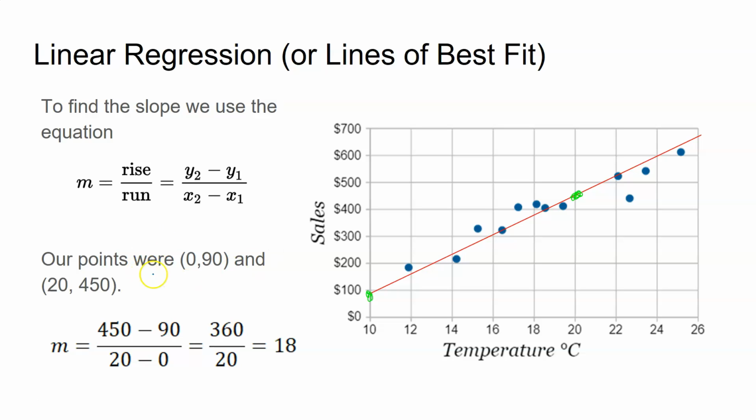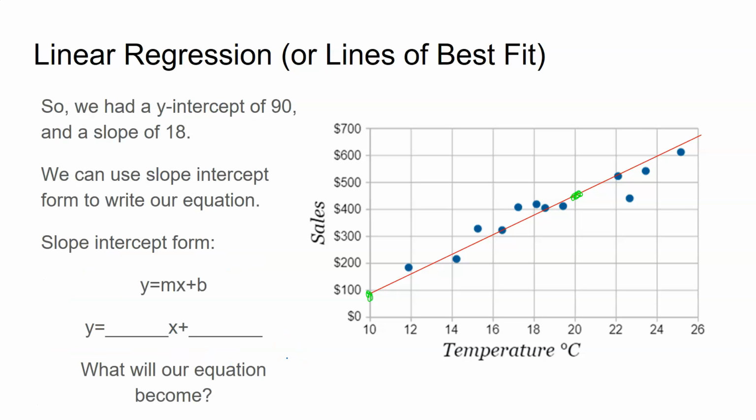I substituted into the equation. y2 is 450, y1 is 90, x2 is 20, x1 is 0. 450 minus 90 becomes 360, 20 minus 0 is 20, and 360 divided by 20 becomes 18. This does not have to be a whole number. It might stay as a fraction or a decimal. 18 is fine here, but you won't always get a whole number for this one. So we had a y-intercept of 90 and a slope of 18.